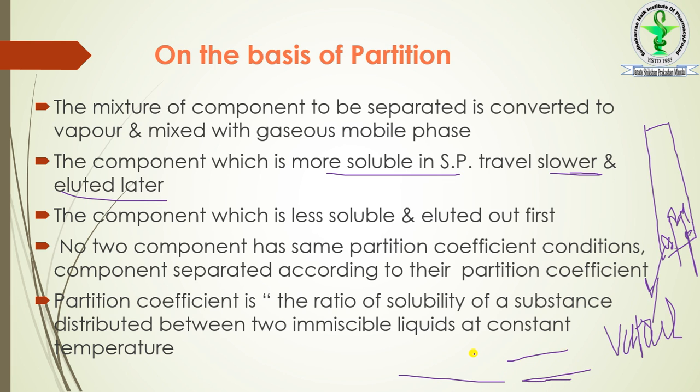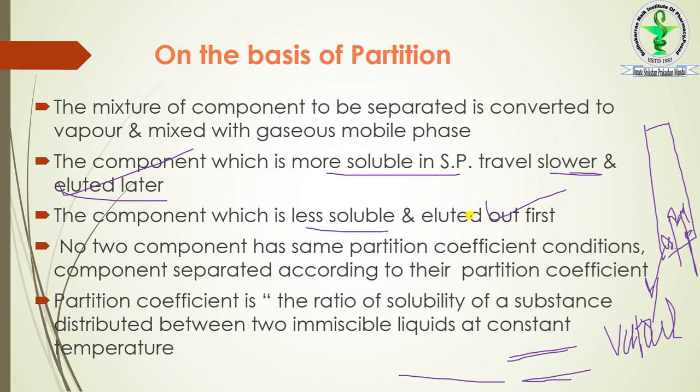The ones which are soluble have reduced speed, and those which are insoluble travel with faster speeds. The compounds which are more soluble in the stationary phase travel slower and elute later. And the component which is less soluble, whose solubility is less, gets eluted out first.